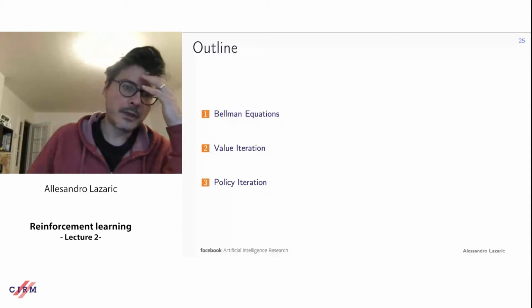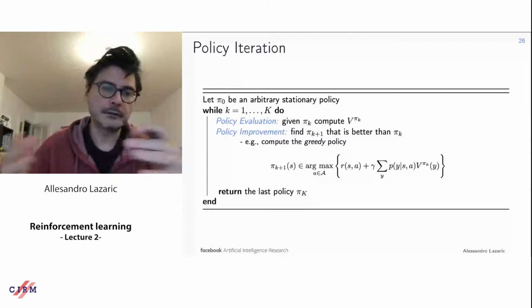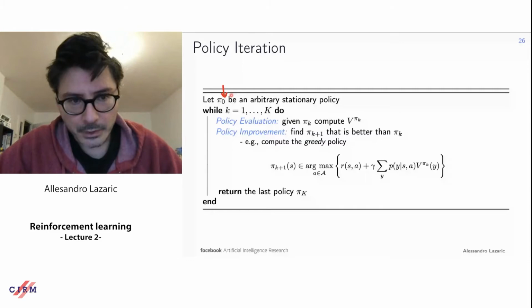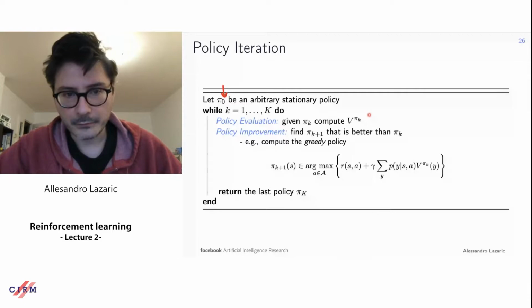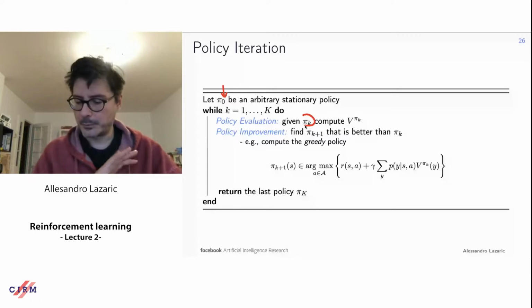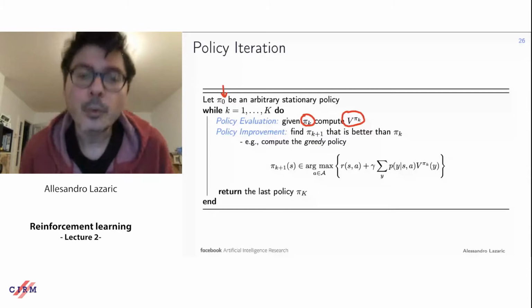It says, start with a policy, pi 0, arbitrary, doesn't really matter which one. And then it goes through iterations as well. And each iteration is split in two steps. The first one is usually called policy evaluation step. And it means that given a policy, I want to compute how good that policy is. So it's purely evaluation. I just want to assess the quality of that policy.